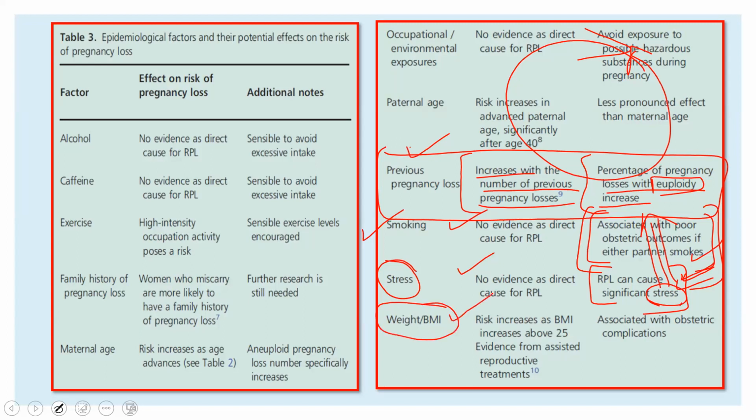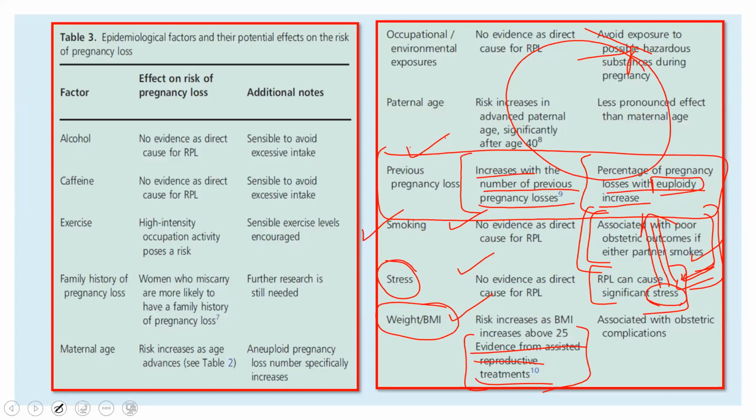So the risk will increase as BMI increases above 25, based on evidence from assisted reproductive treatment. So it will affect ART treatment. However, how many of you really think that BMI is very important for fertility, even if we are not working in an IVF center or ART center? Yes, it is, because increased BMI is associated with so many problems.